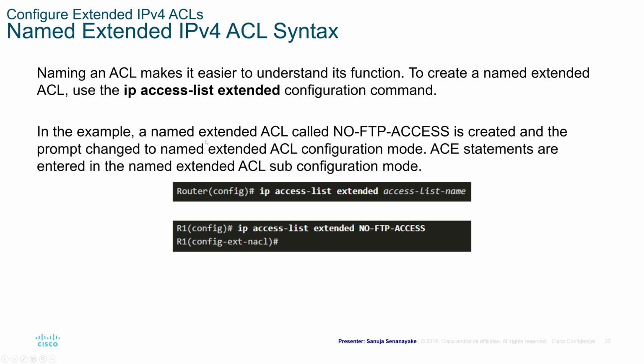In this example, a named extended ACL called no-ftp-access is created and the prompt changes to named extended ACL configuration mode. So whenever you create that new ACL, it's going to change to the ACL configuration mode right here. So in this example, that's what it's showing. ACE statements, or access control entry statements, are entered in the named extended ACL sub-configuration mode. So this is a sub-configuration mode now. Now you can enter whatever ACE statements are associated in here.